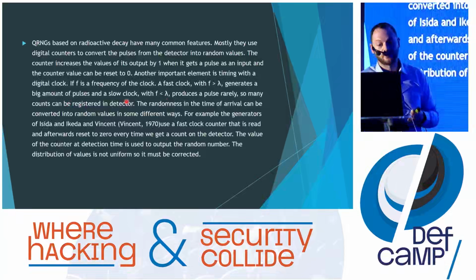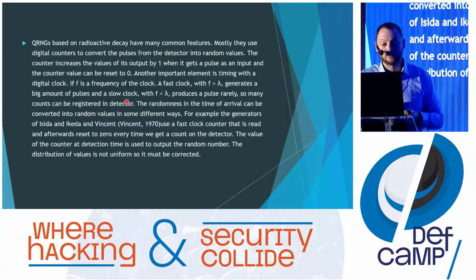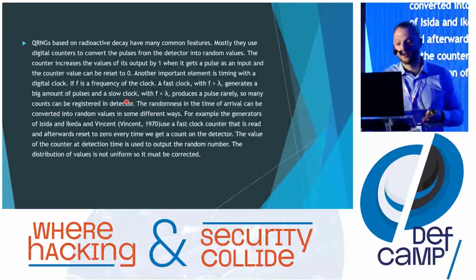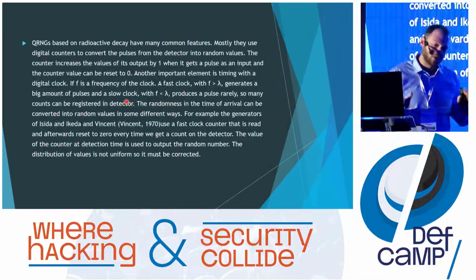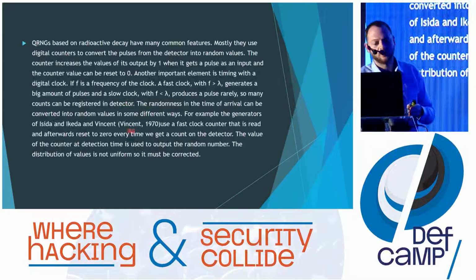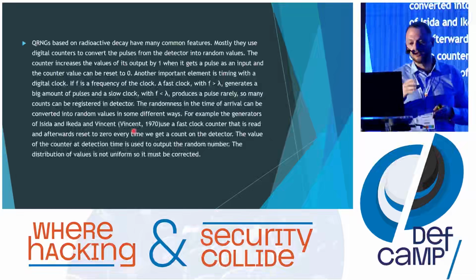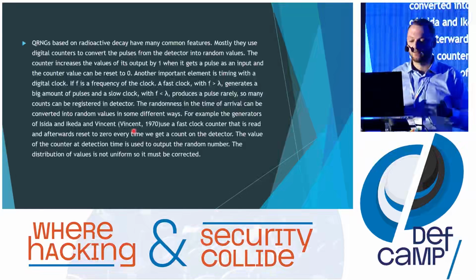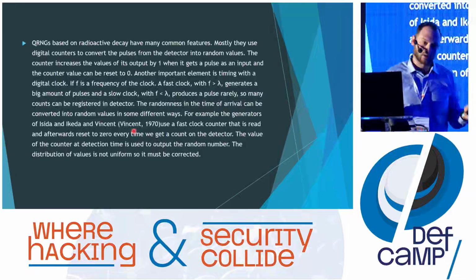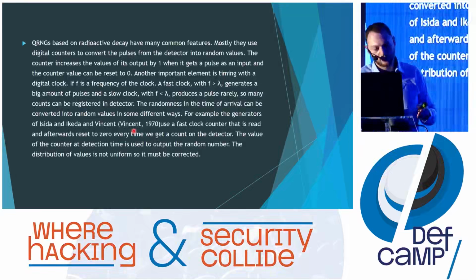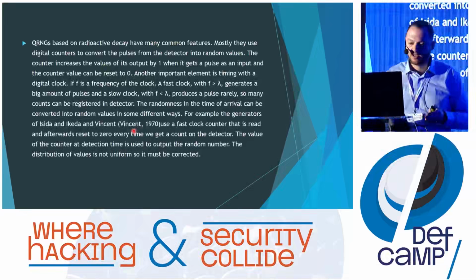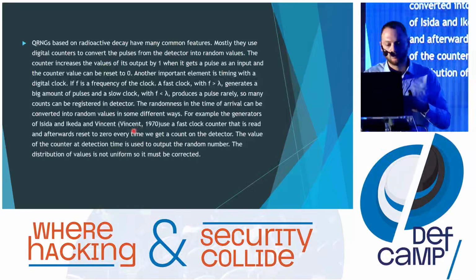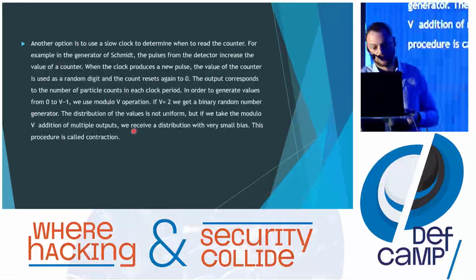The randomness in this type of generator can be converted into random values in different ways. For example, the Vincent generator and the Isida and Ikeda generator use the fast clock. So they get the impulses, and afterwards the impulses are converted to random numbers. The sequence is not random, but the distribution of the values must be corrected.